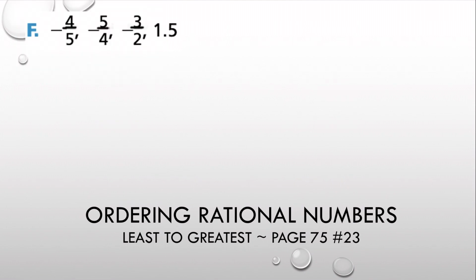All right, now let's see how you did. Thank you for pausing the video and doing this on your own. So first thing, change them all to decimals. So negative 4/5. If I multiply both of these by 2, that'll change the denominator here to 10, the numerator to 8, so I know that's negative 0.8.